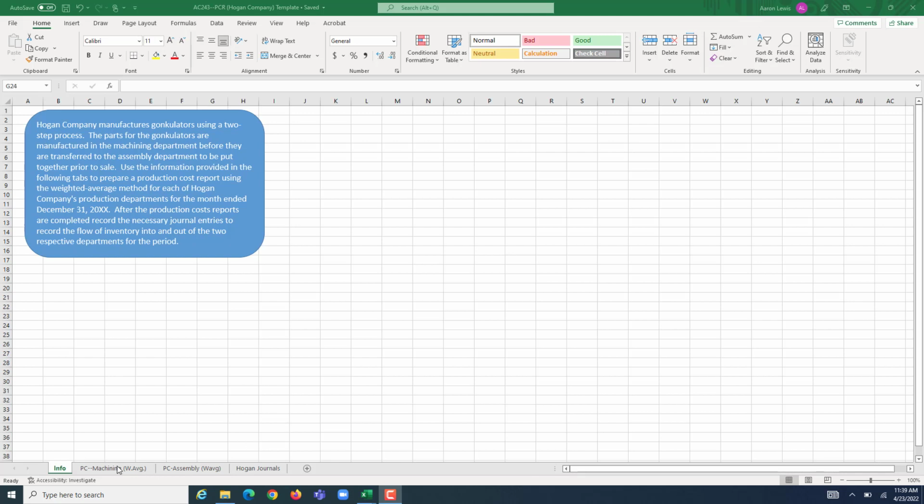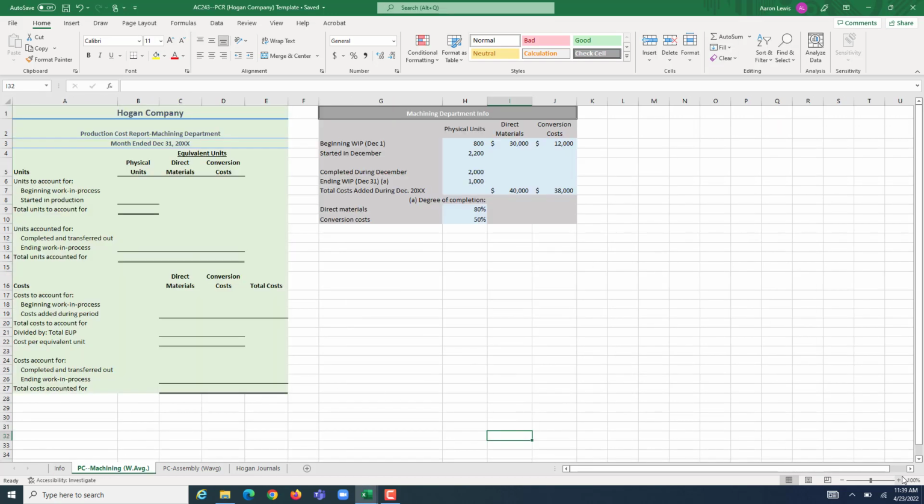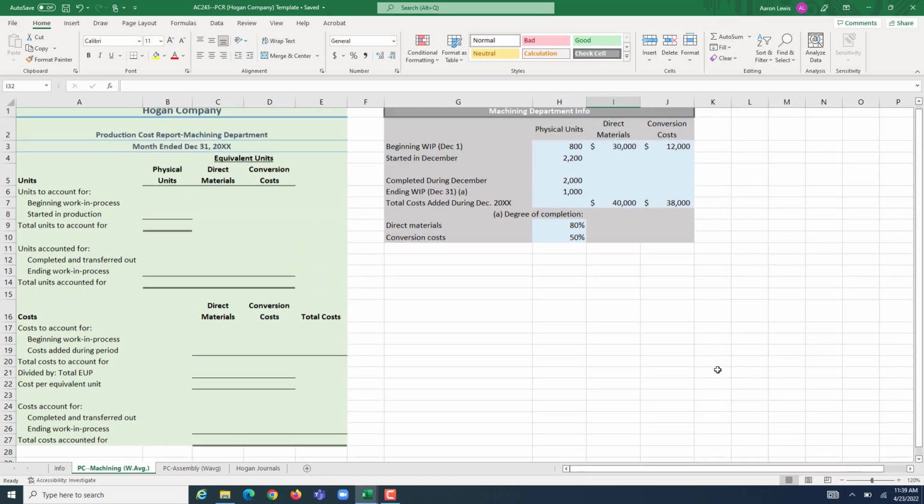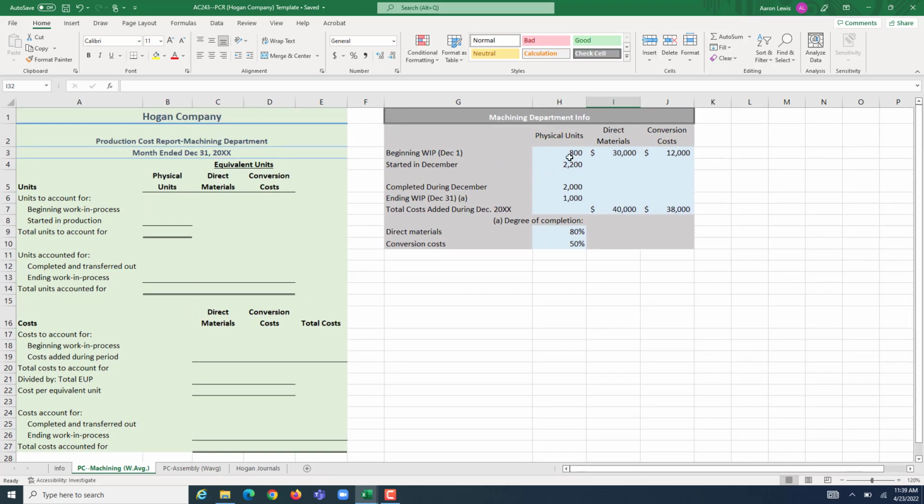So let's start, like we always do in process costing, with the first phase of production. Their first phase of production is the machining department. We have some information to work with to start here, and that is that Hogan Company is starting the period with 800 gonculators, which they are working on in beginning WIP. These 800 gonculators have already had $30,000 worth of materials and $12,000 worth of conversion costs committed to them. During this month of December, they started production of another 2,200 gonculators. So they started with 800, they started building another 2,200.